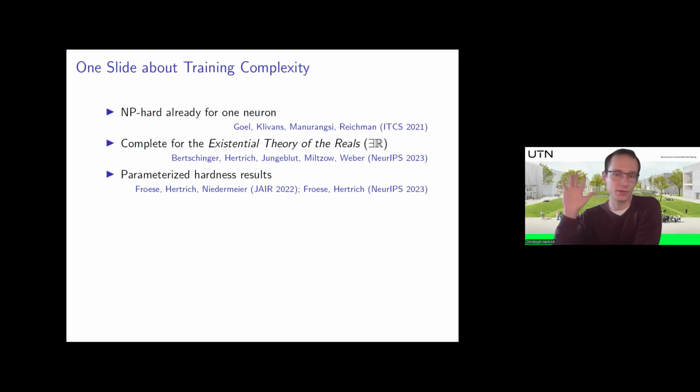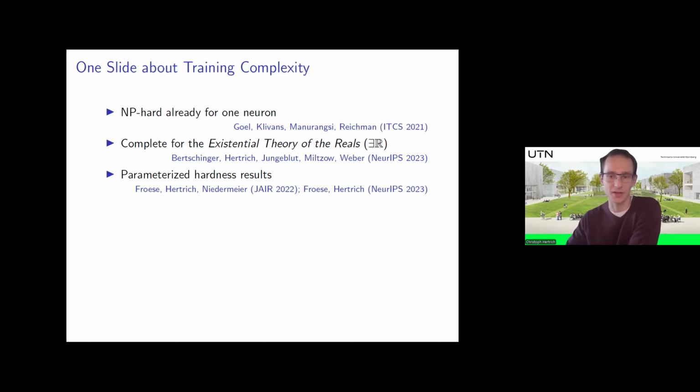And if you're not afraid of NP hardness, I have some more hardness results. There's a complexity class called the existential theory of the reals, which is even more difficult than NP. And training neural networks with one hidden layer is actually complete for this complexity class already. And then you might have the idea that, okay, maybe in theory it's hard, but if I fix some parameters, like let's say I just have a small input dimension, maybe training becomes easier, but this is not true either. Even for these parameterized complexity settings, there are hardness results.